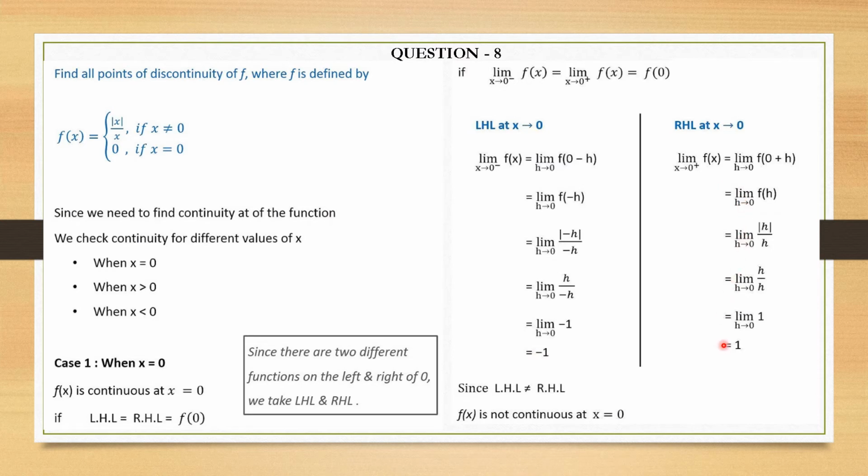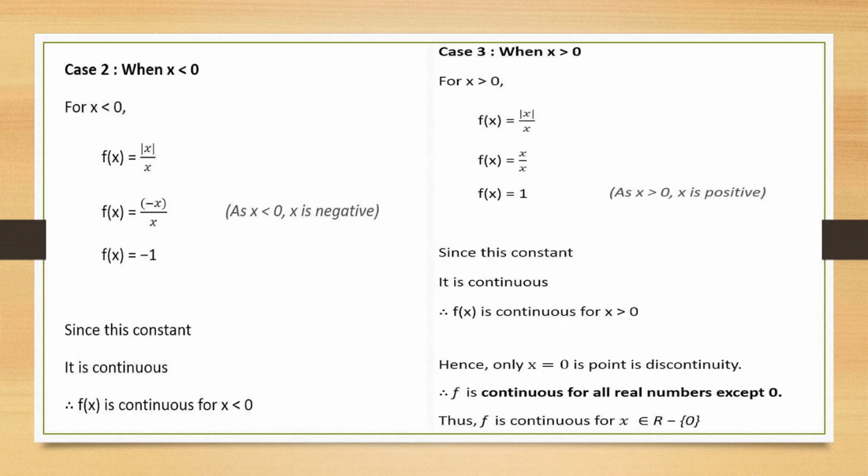Similarly, for the right hand side, you get 1, as h upon h is 1. So again, LHL is not equal to RHL, the function is not continuous. Don't go for f(0), as the limits do not exist, so the function will not be continuous.